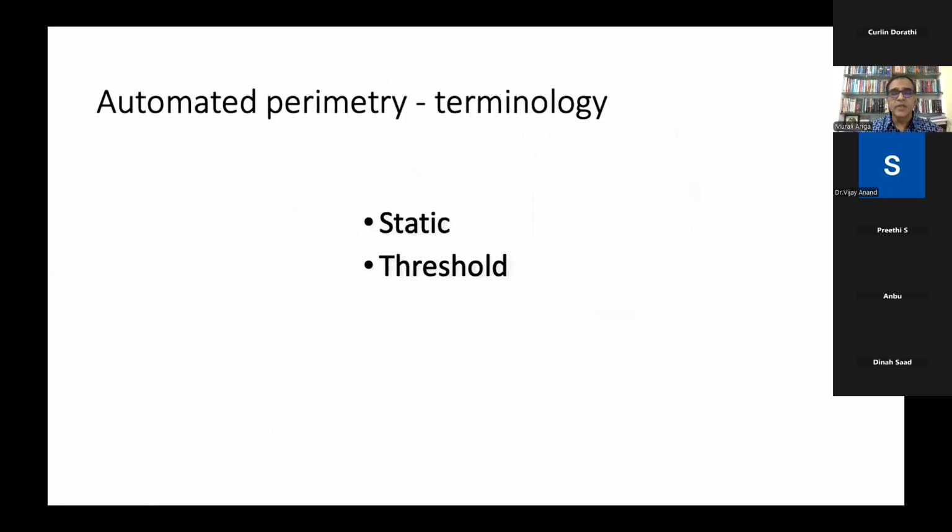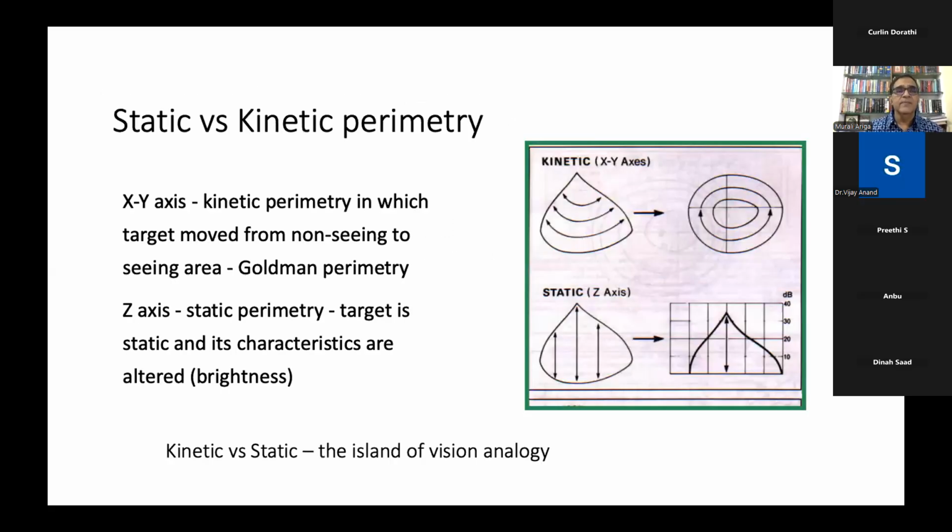And terminology in automated static perimetry includes what is called static testing and threshold testing. Static means that the stimulus is static in one location in the visual field, and the characteristic is altered. Usually it is brightness, and it is altered as dim and bright. Accordingly, the patient sees and doesn't see. And this is all about static perimetry. The stimulus at any given location is static, doesn't move, and its brightness is altered. So usually the brightness is the main thing that is altered.